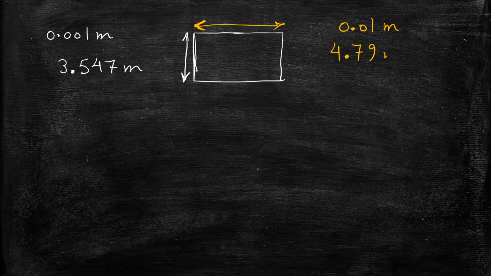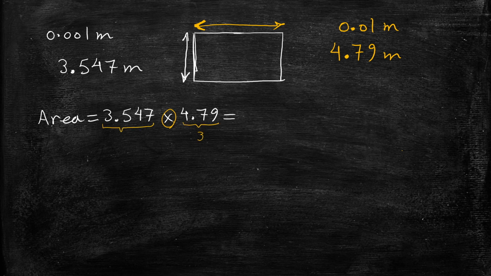And you record the other length as 4.79 meters. So the area of the room is made up of multiplying one length by the other because your room is rectangular, so it's 3.547 multiplied by 4.79. Now, you're dealing with multiplication, so what is the least precisely known number? This guy has 3 significant figures.